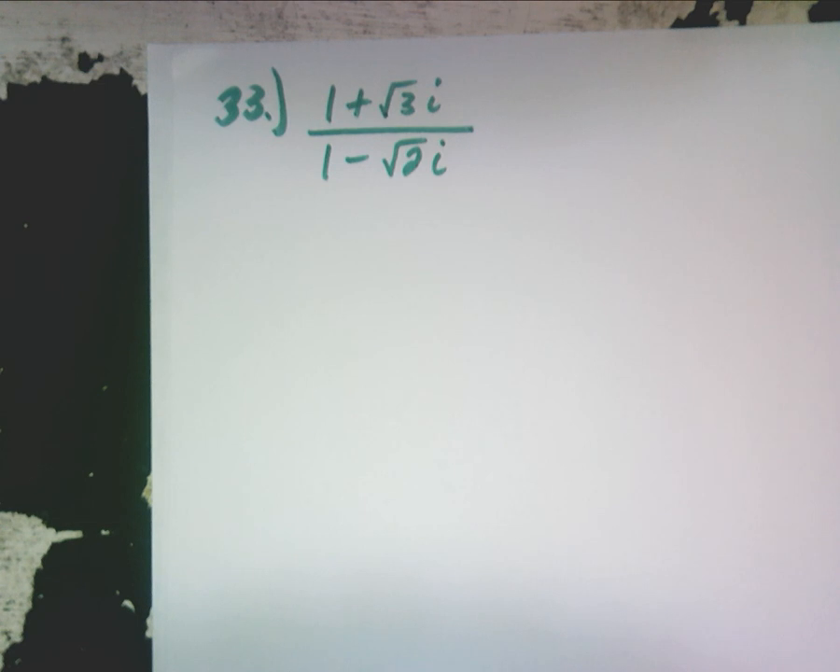I hate the way they write the i's. The i should always be in front of a radical, especially. If it's just the number 3, then you can write 3i. But if it's i root 3, put it as i root 3.